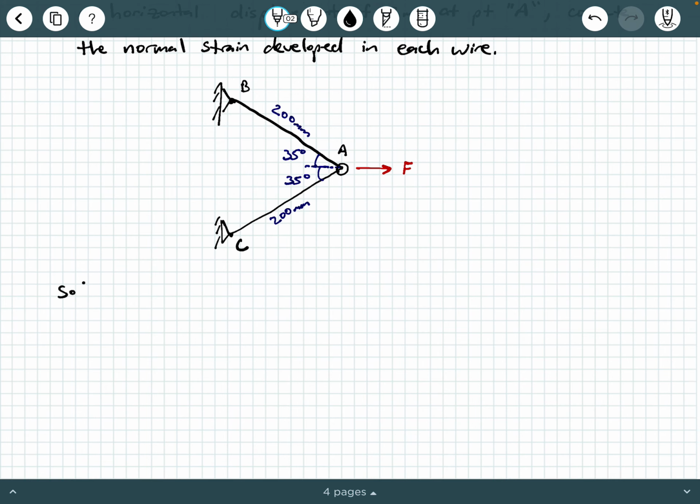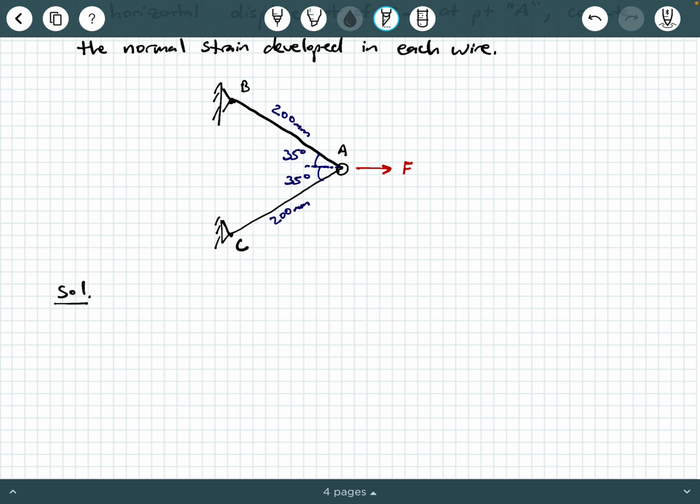Well, under solution, the first thing I'm going to do is notice that this system is symmetrical. Now, whenever you have a symmetrical system like this, what you can do is analyze half of it. So we can either just analyze the top half, which is wire AB, or we can analyze the bottom half, which is wire AC, because what's happening in one of those two wires will be the same as the other one because of the symmetry. So let's just look at wire AB. Let's look at the top half.